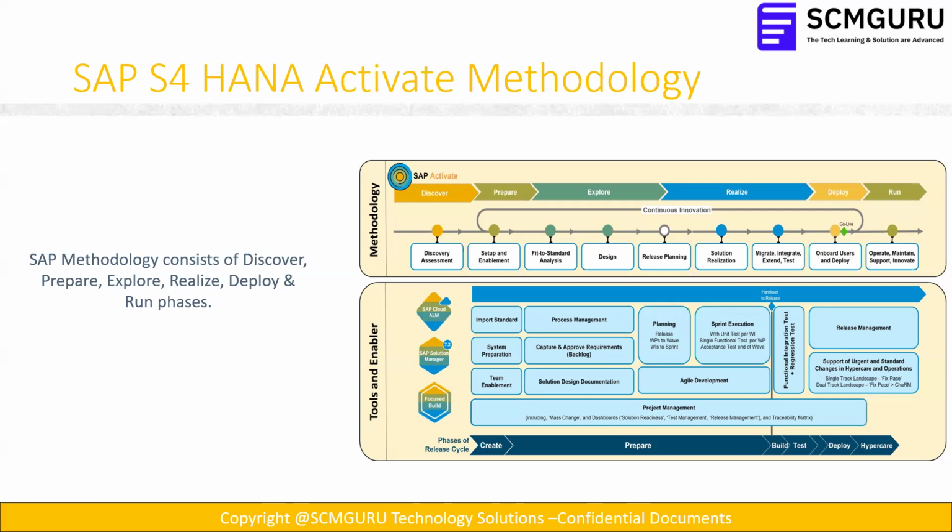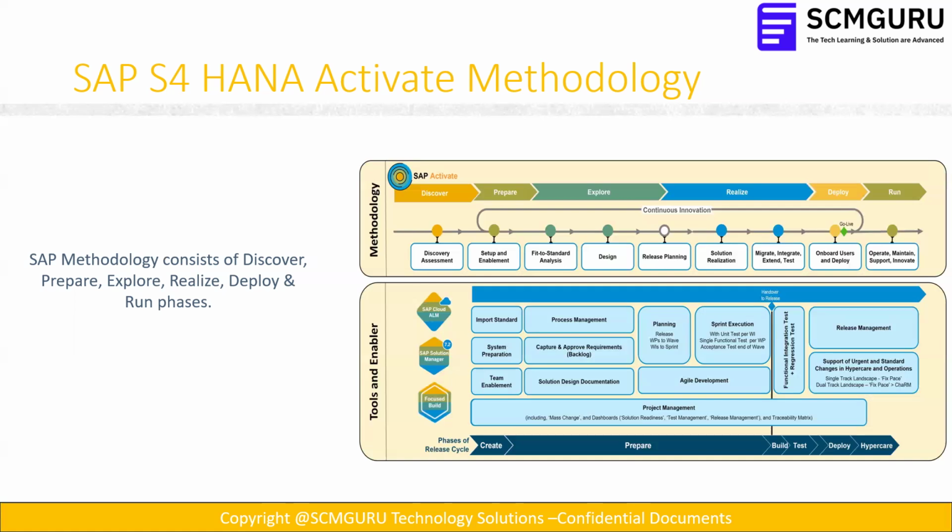In a similar way, SAP Activate is the standard methodology offered by SAP. It consists of different phases: discover, prepare, explore, realize, deploy, and run. It is similar to the older SAP methodology, but it has come up with a lot of very important and excellent tools. SAP has given excellent tools to make the business implementation smoother and more efficient. Many organizations saved a lot of money when implementing S/4HANA by using the Activate methodology.